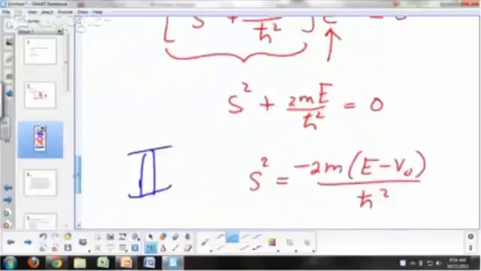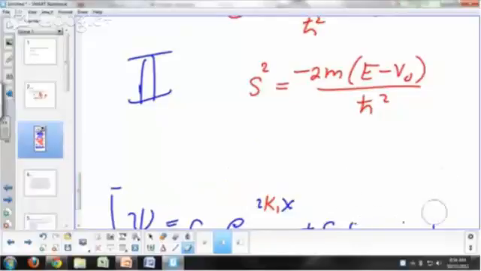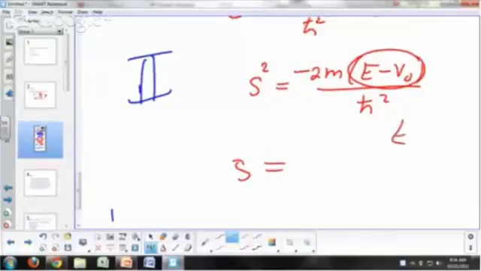So when you do that, what happens now is you're going to say that s would be what? What's e minus v naught? We're looking at a situation where e is less than v naught. So what's e minus v naught? Positive or negative? This is going to be negative. So negative of a negative number is going to be a positive number. So when you take the square root of this, there isn't going to be an i.